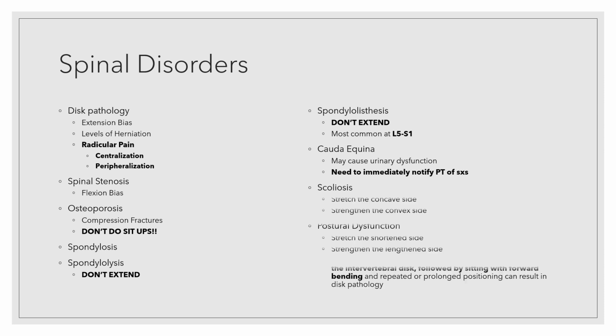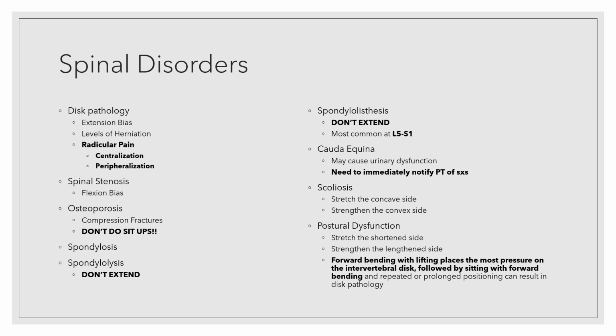Scoliosis is going to be that lateral curvature of the spine, and so for those, we're going to stretch the concave and strengthen the convex side. Postural dysfunction, we want to stretch the shortened side and strengthen the lengthened side, and that's kind of a review of what you guys have heard for both of those before.